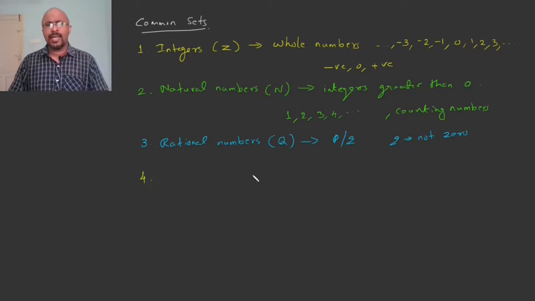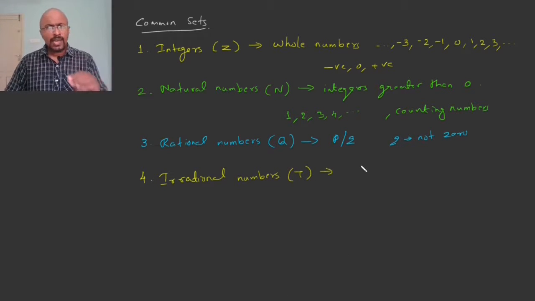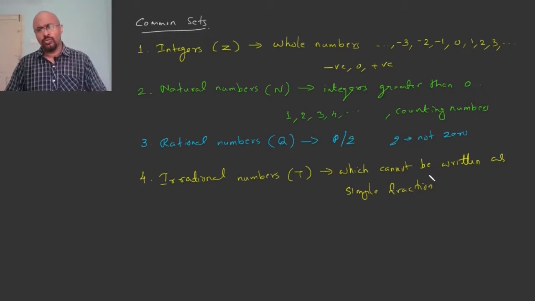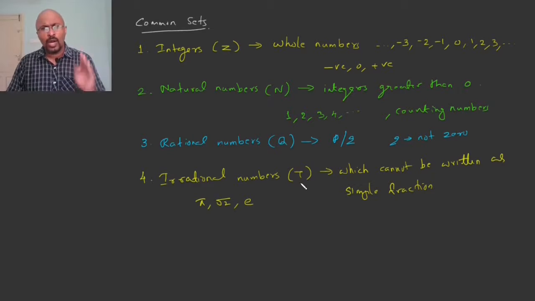Now the fourth common set we are going to study is the irrational numbers, represented as capital T. These irrational numbers are numbers which cannot be written as a simple fraction, so they cannot be written as P by Q. Some examples of irrational numbers are pi, root 2, Euler's number E, etc. These are numbers that we cannot represent as a simple fraction of two integers, or as a ratio of two integers. So they are called irrational numbers.